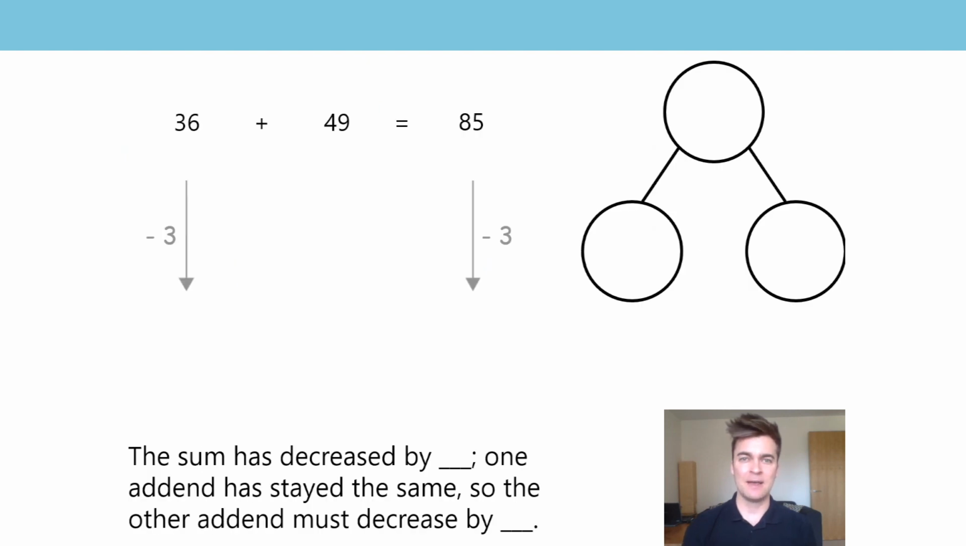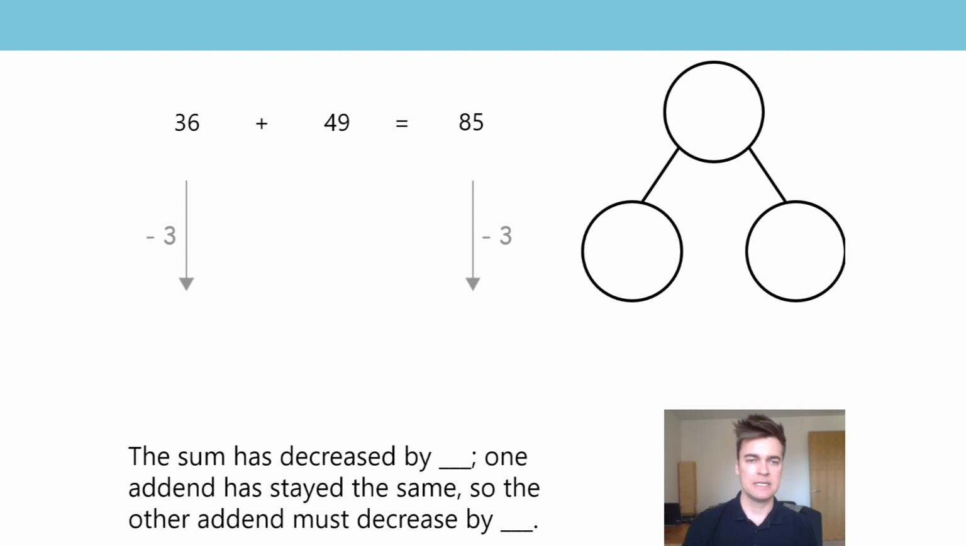Once again, press pause and fill in the parts of the part whole diagram. Show me the parts as they were and the whole as it was, and try to show me the changes that happen to the whole, to the sum, and to one of the addends. Press pause and then play again when you're ready to compare.